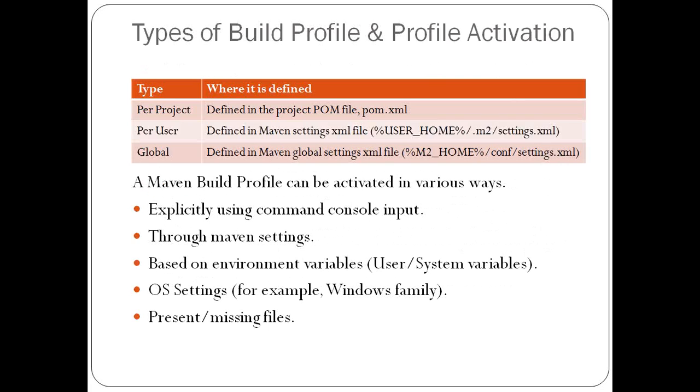And global means the overall Maven installation directory. In the conf directory we can see the settings.xml file, that is the global file. So we can activate Maven profiles using the command line and through the Maven settings file, based on environment variables, which can be system or user variables, based on OS settings, and also based on whether some files are missing or present in the project directory structure.